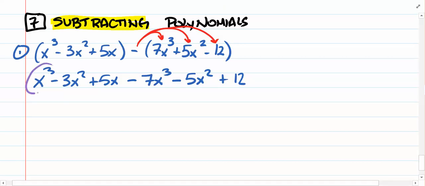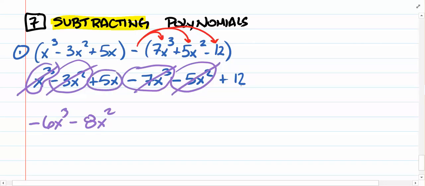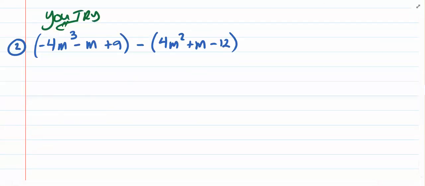Okay, so here we go. x to the third minus 7x to the third gives me negative 6x to the thirds. And I like to cross them out so that I know that I'm done with them. Negative 3x squared and a negative 5x squared make a grand total of negative 8x squareds. I like to cross them out so that I know that I'm done. 5x's and no other x's is just going to be a positive 5x, huh? Nothing I can do to that one. Then lastly, a positive 12, and I have written my difference in standard form. Okay, part B, you try this one all on your own. Tell me what you get.